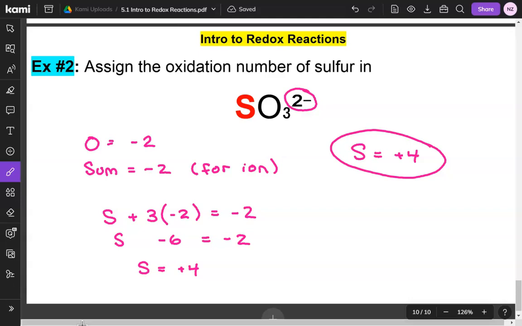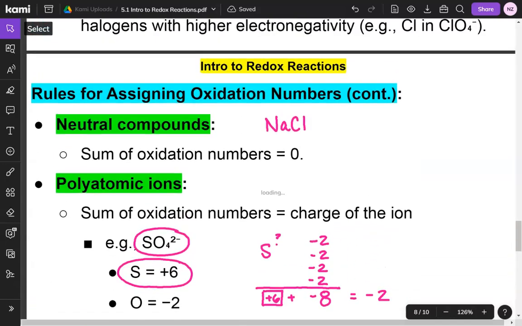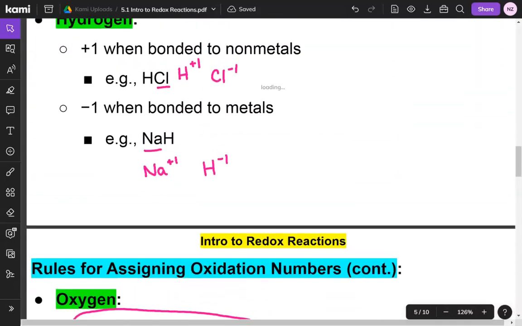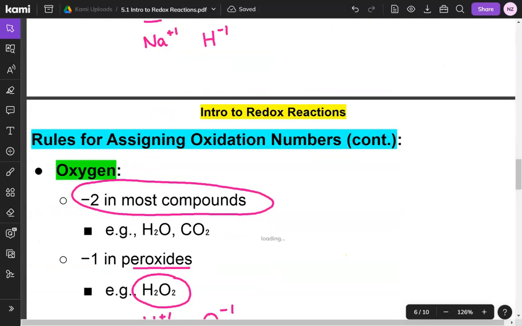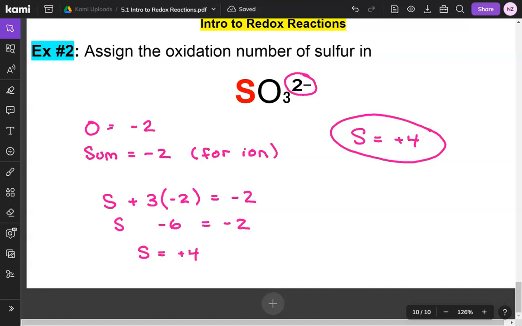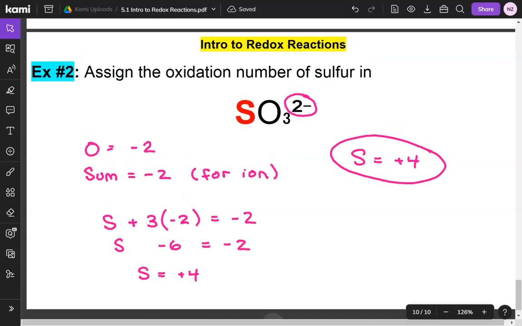So again, charge and oxidation number are not the same thing. It's a very important thing that you need to distinguish because they're very similar, but they're not the same. Sulfur, for example, has a charge of -2 normally, but in this case, it's +4. So oxidation number is not the same as charge.